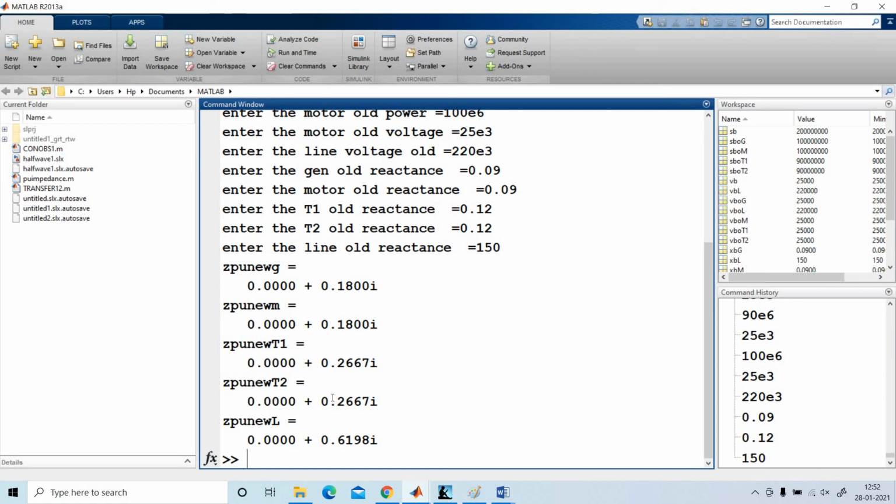Just verify against the previous method I have solved. Both the answers are correct. In this way, we can find out the per unit impedance using MATLAB.